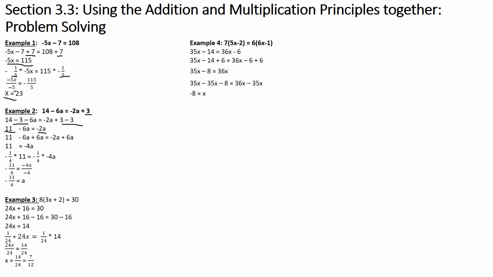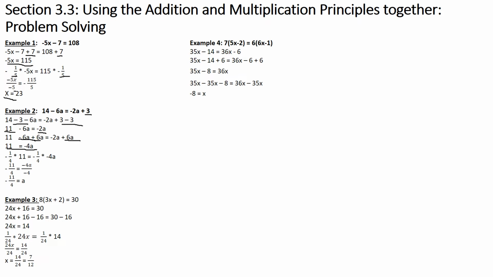Now I'm going to move negative 6a to the other side by adding 6a to both sides. You do this with variables as well. So negative 6a plus 6a is 0 on the left. I add a 6a on the right. Negative 2a plus 6a is negative 4a. So 11 equals negative 4a.